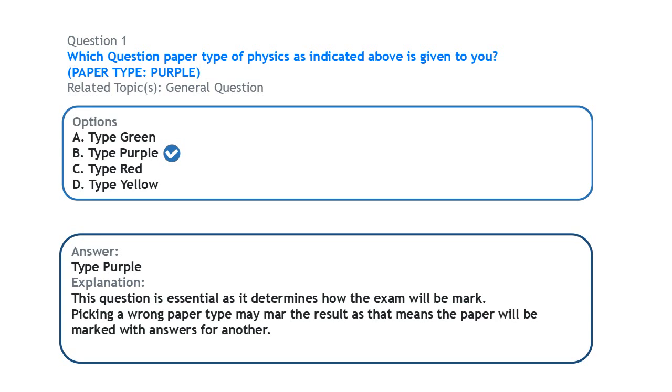So endeavor to check out for the paper type that you're given and choose it if you have such a question as this. There are years where JAMB used different paper types, and there are years where they simply served the same questions, and there are times when they just serve random questions to everybody.